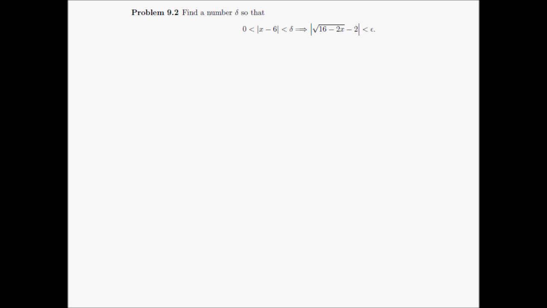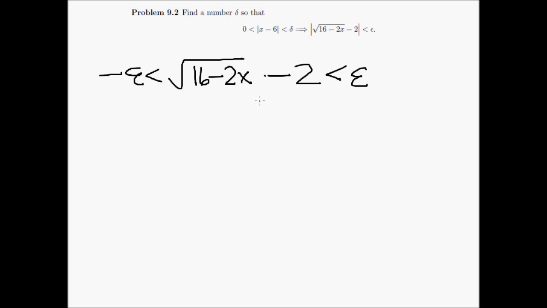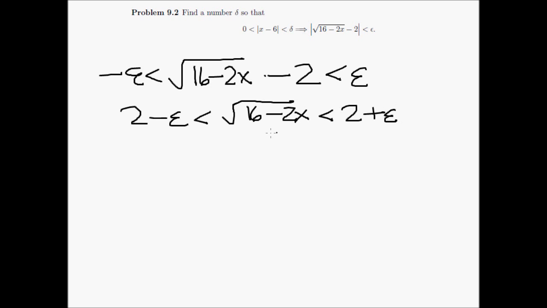The way that we typically do delta epsilon problems when first introducing calculus is to start by converting the inequality on the right here to two inequalities: negative epsilon less than square root of 16 minus 2x minus 2 is less than epsilon, and then gradually convert this to inequalities involving only x. So the next step would be to add 2 to both sides. The next step is to square.